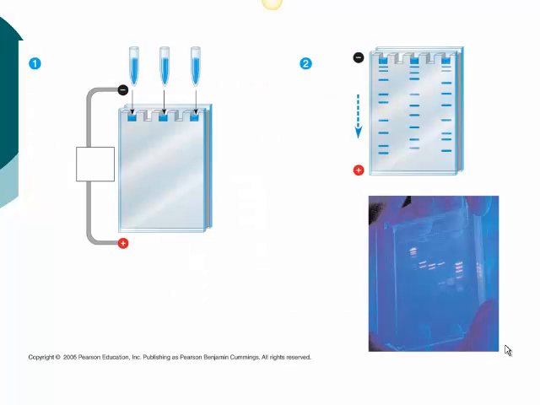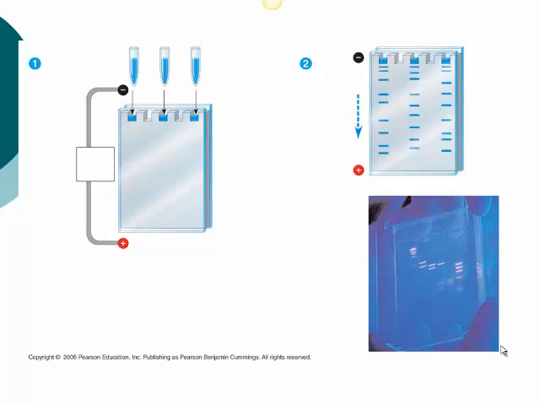And here's a diagram to show you. You load your samples in the wells, which are at one end of the gel, and then you apply electricity, and it will cause the DNA to separate. It goes through this agarose, which is a seaweed, like a gelatin, and they will separate based on their size.